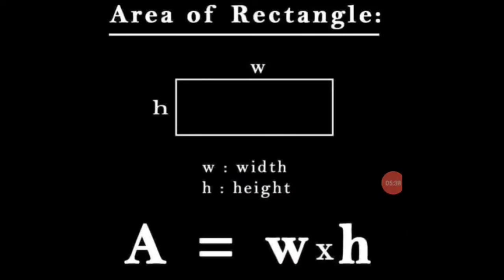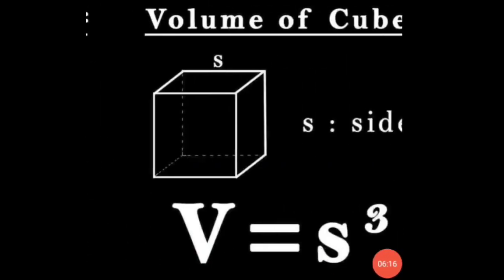Area of rectangle, which is one of the most easy things you have been finding since childhood. Now here for finding the area of the rectangle, if you look, this is a rectangle. The definition of the rectangle is that opposite sides are equal, and all angles are the same, and the sum of all its angles is 360 degrees. So W is the width and H is the height of the rectangle. For finding the area of the rectangle, A is equal to W multiply H.